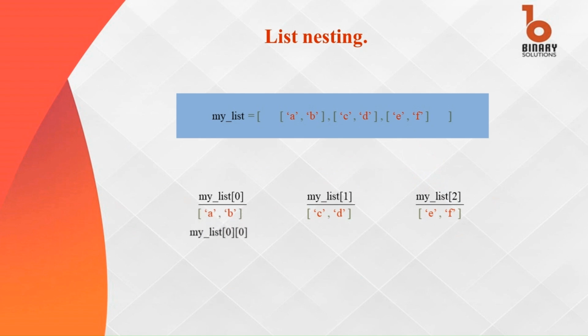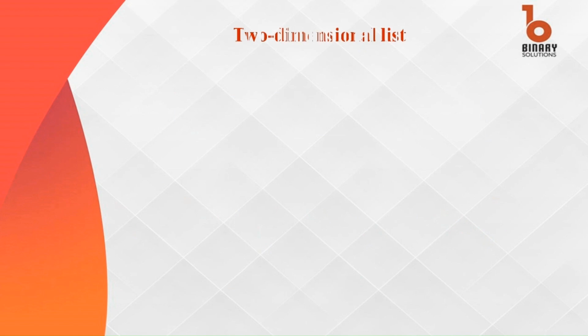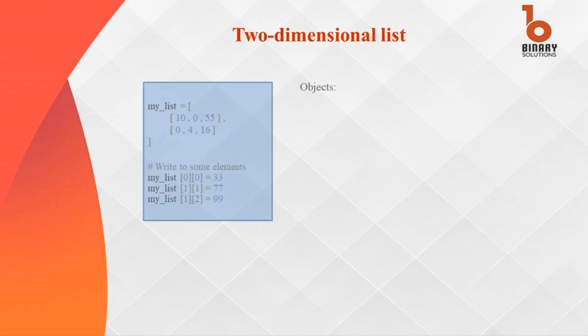In the second step, the individual elements within the nested lists can be accessed using two levels of indexing. For instance, my list[0][0] retrieves the first element of the first nested list, while my list[1][1] retrieves the second element of the second nested list. This example illustrates the concept of a two-dimensional list, where a list contains other lists as its elements, forming a table-like structure.